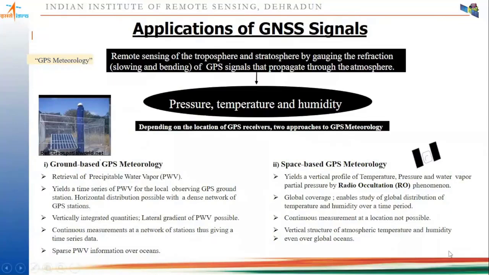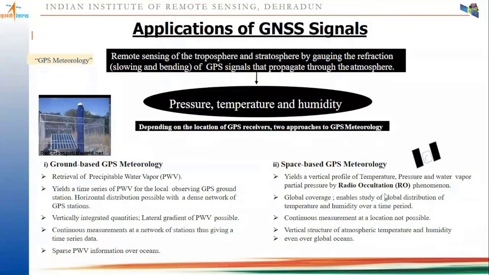On the other side, there is also GPS meteorology using the space-based technique. Here we fix a receiver on a satellite, which orbits around the earth and makes continuous observations. But the satellite is not fixed at one place; it is continuously moving, so it has global coverage. It yields a vertical profile of temperature, pressure, and water vapor partial pressure by the radio occultation phenomenon.